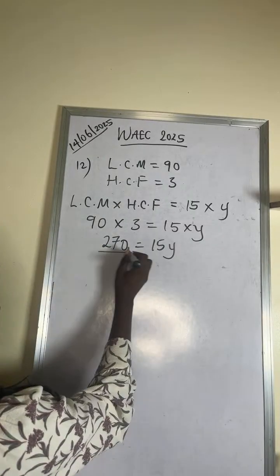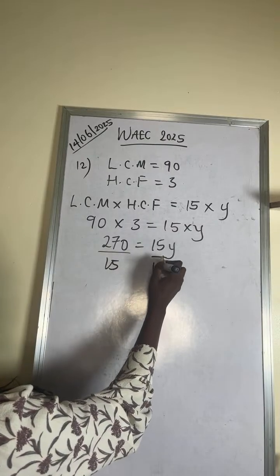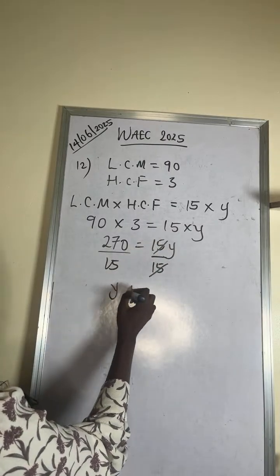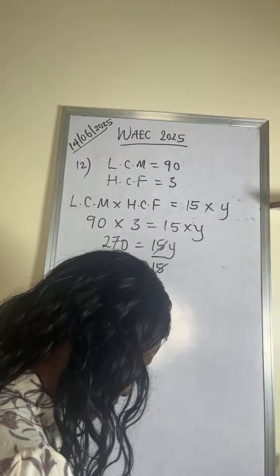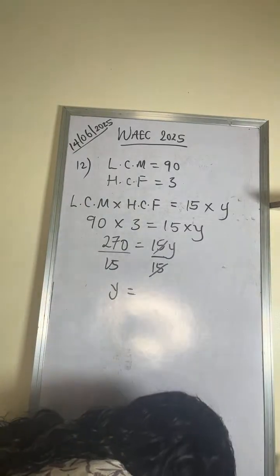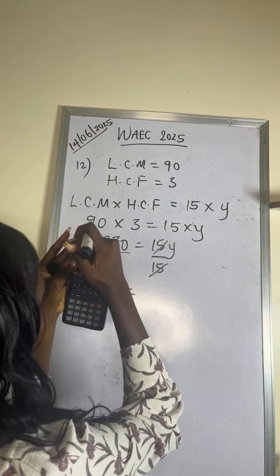Yeah. So now you know what? You divide both sides by 15. So 270 divided by 15, we're going to get what? I'm saying, is it 18?